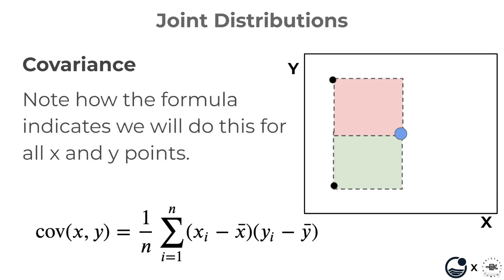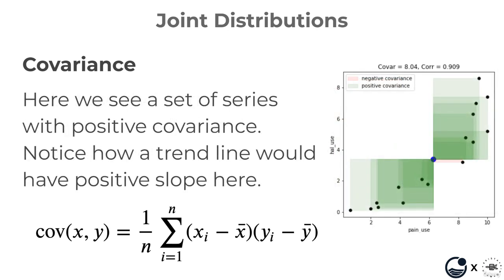And again, note how the formula indicates we're doing this for all x and y points. And then what you're going to end up doing is you're going to have a set of series. So in this particular example, I'm showing you a series set where they're doing all those rectangles, and in this case, a lot of them actually have a positive slope or a positive covariance. Notice, if you were just to look at the black points and kind of ignore those green rectangles for right now, the general trend looks to be like a positive slope. So in this case, you have a positive covariance.